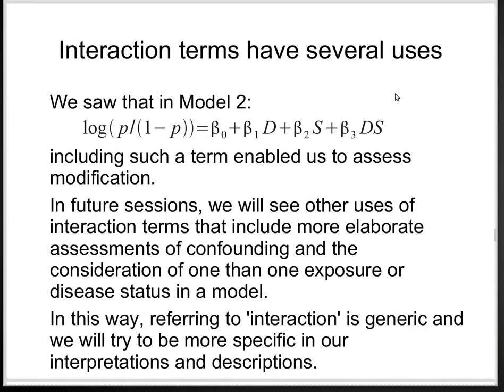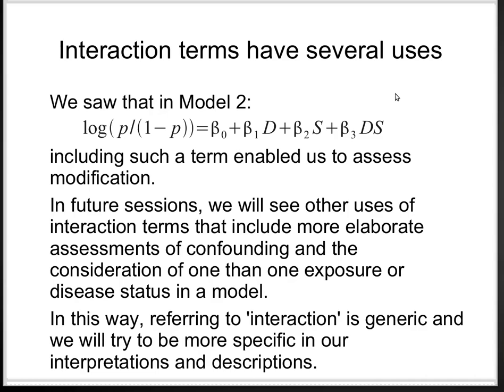Now, interaction, it turns out, has several uses, as we will see moving forward. It turns out that interaction in Model 2 enabled us to assess modification. But we'll see that the use of these so-called interaction terms actually also enables us to assess elaborate forms of confounding. And it also enables us to assess models in which there's more than one exposure or more than one disease status.